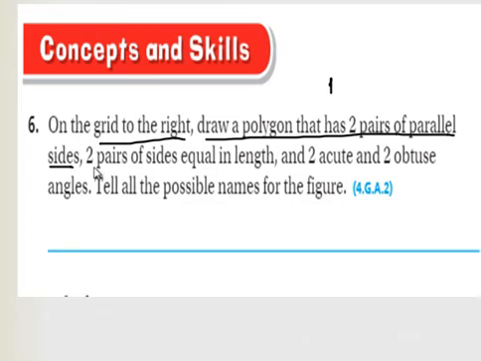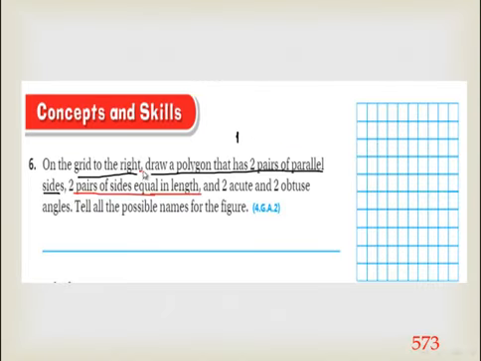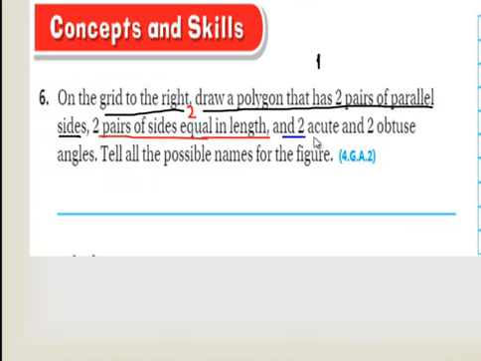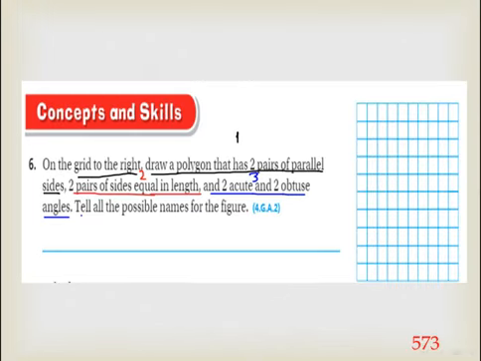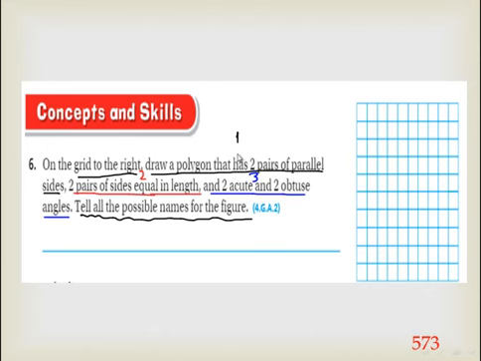Then two pairs of sides equal in length. This is the second condition. And the third condition is two acute and two obtuse angles. This is the third condition. Then he said, tell all the possible names for the figure. Let's apply all of our conditions.